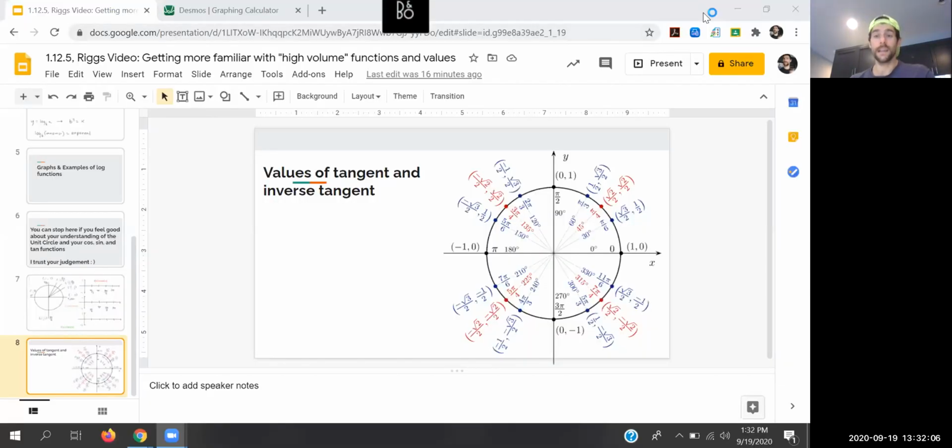This is my very last slide. I know it's long, but this is all optional, and I hope the learning's good. So yeah, I hope for that. Just a quick, what are some tangent values that might be helpful?